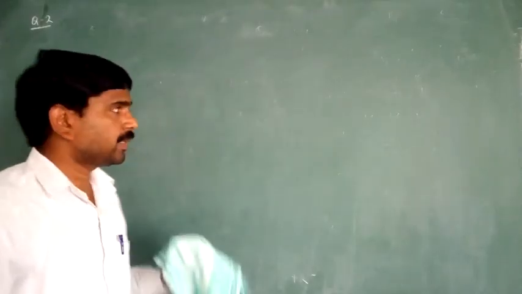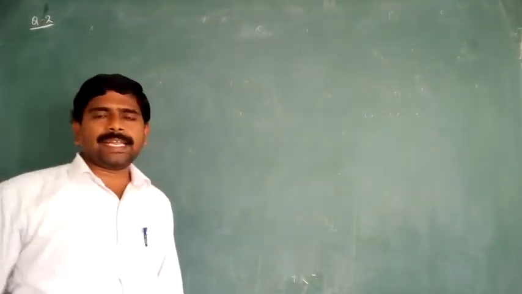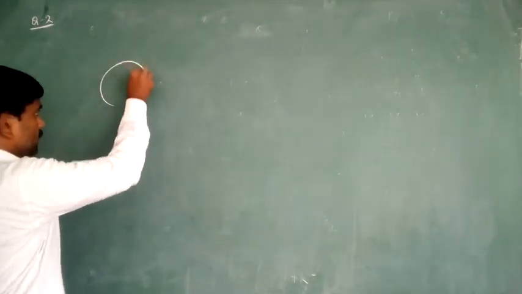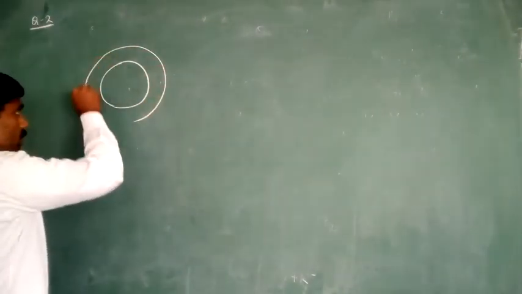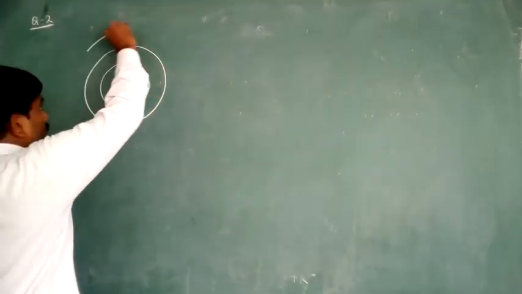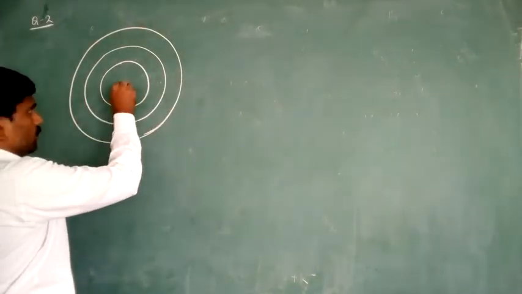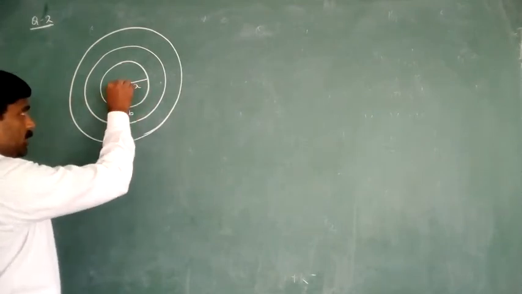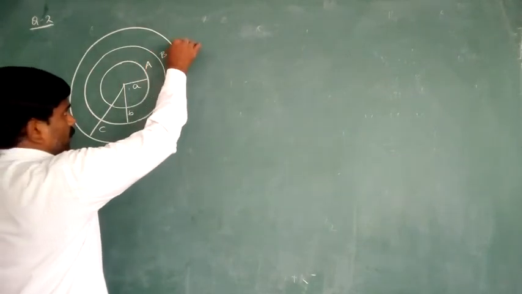Next problem, the second one. So right now three concentric shells are there. This is the first shell, this is the second one, and this one is the third one. Three shells: the first one having radius A, the second one having radius B, and the third one C.